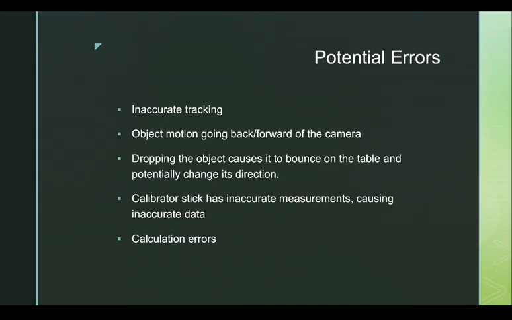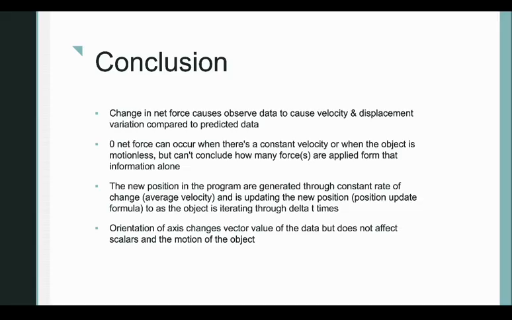Since calibrated sticks are used as reference point, it's possible that when I convert my MacBook from inches to meters, I didn't convert it correctly, so that would have already influenced my data. And of course, calculation errors when I solve for average velocity, maybe I rounded wrong. There could be rounding errors, so that's something to consider as well.